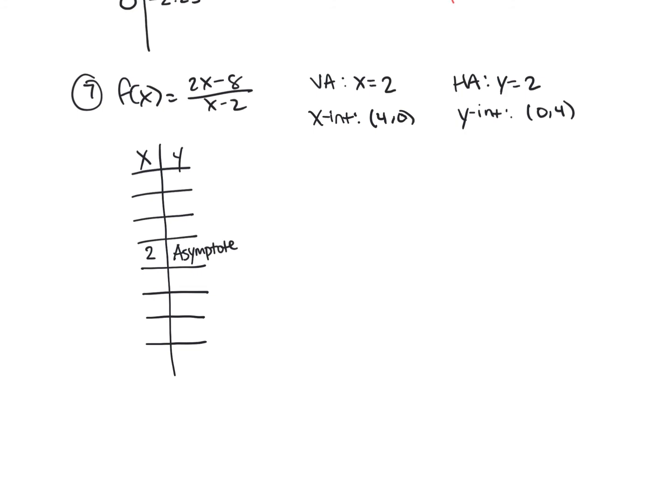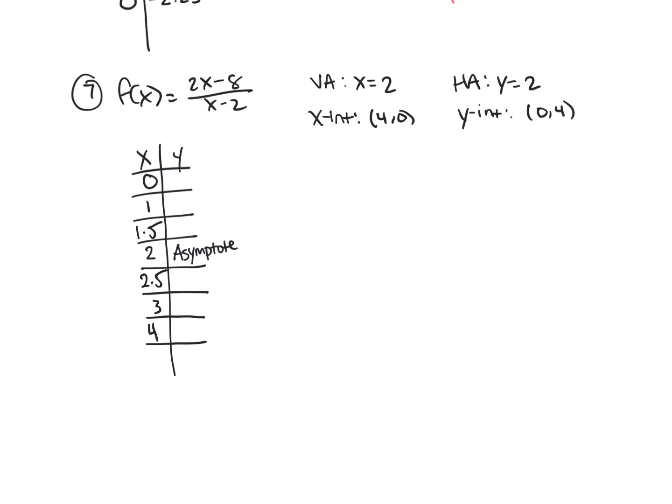So when we pick our x values, we're going to go backwards by 1/2, or 0.5, so that'll be 1.5. And then we'll go into whole numbers, so that'll be 1 and 0. To go forwards, we're going to add 0.5 to 2.5, and then head to whole numbers of 3 and 4.